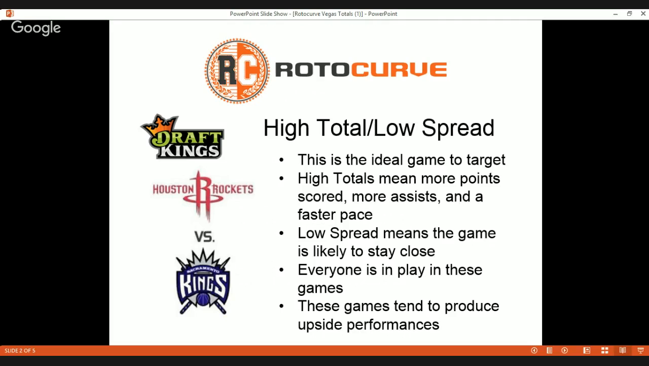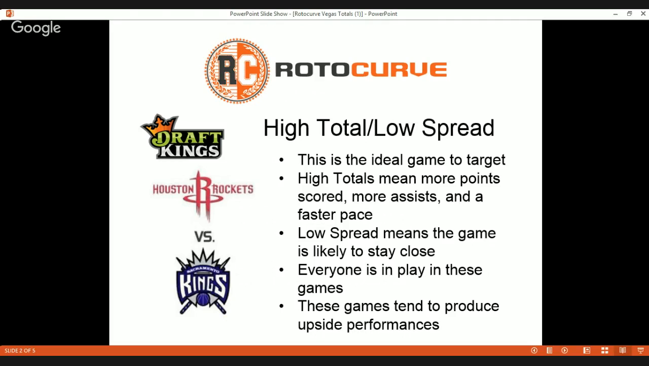All the guys who are going to see minutes on the floor are probably going to play closer to their ceiling values in games like this. These are also the games that tend to produce some of those crazy upside performances. We've seen it already this year with guys playing against the Sacramento Kings and the Houston Rockets for that matter, which is why I put those two teams over on the side as a good example of this.